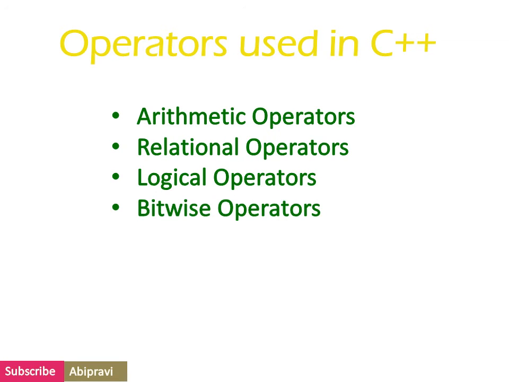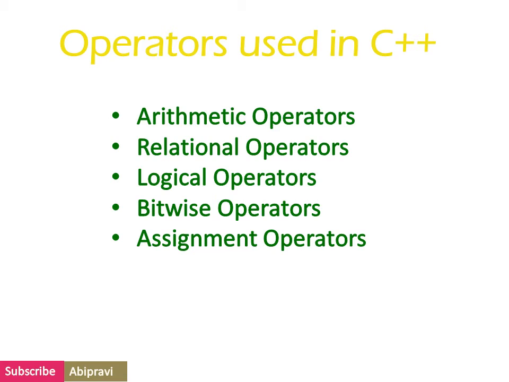Bitwise operators. Bitwise operators work on each bit of data and perform bit-by-bit operation. In C++, there are 3 kinds of bitwise operators, which will be studied in upcoming lessons.